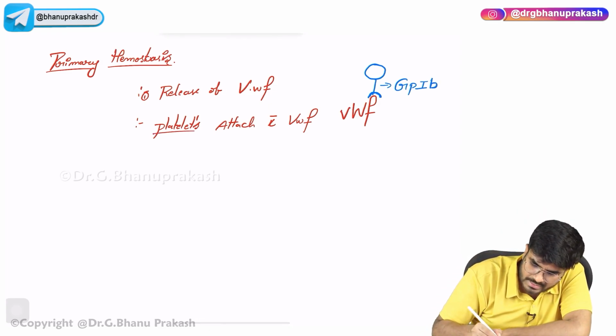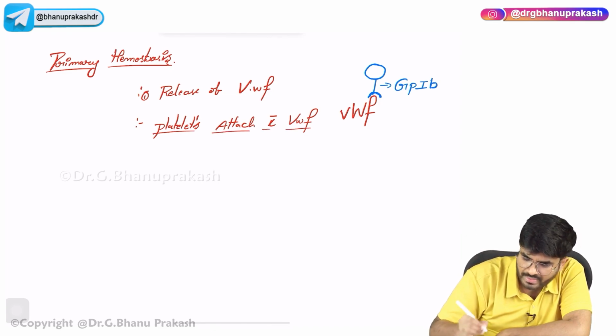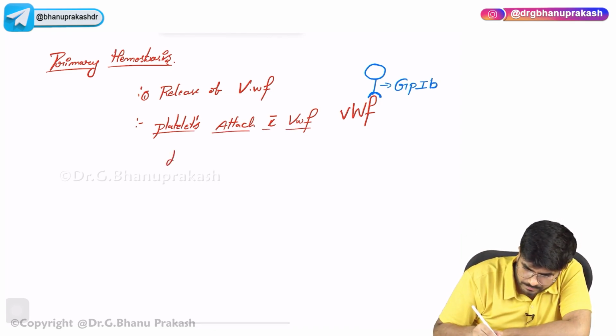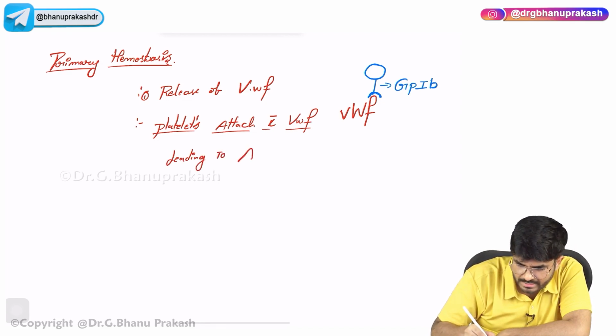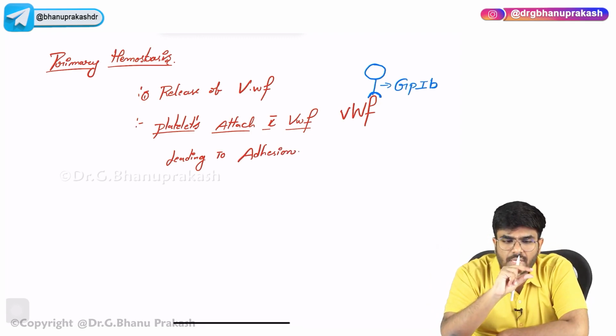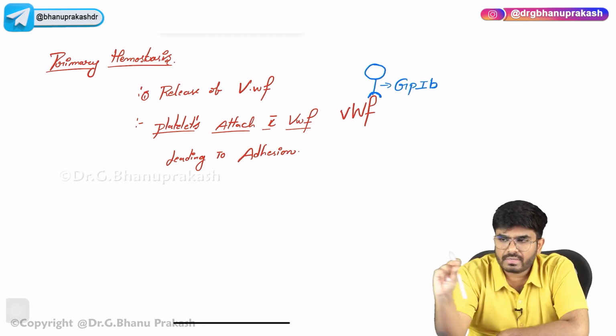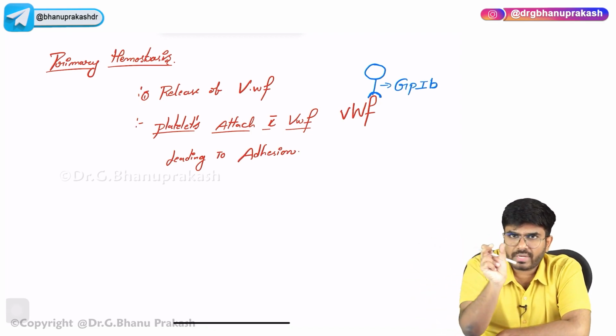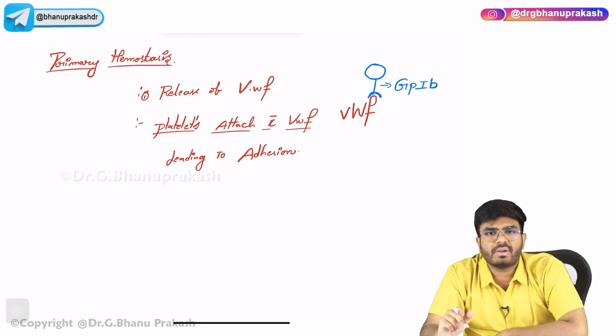So platelets are attaching with von Willebrand factor, leading to which process? Adhesion. Adhesion is just like one layer. Down there is von Willebrand factor everywhere. So one platelet is coming and binding with the von Willebrand factor.